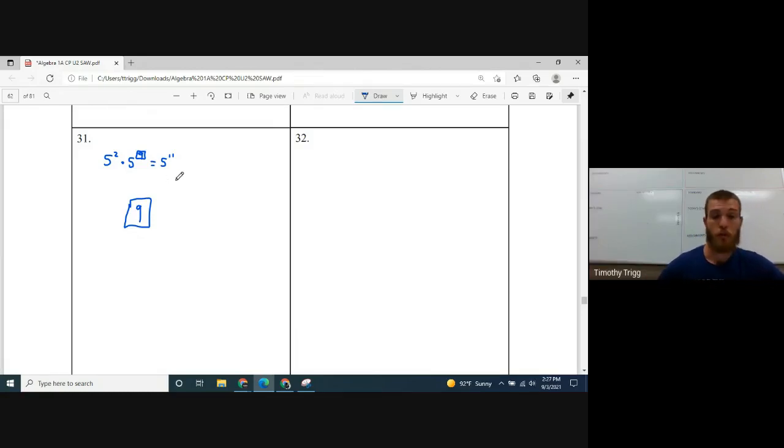Okay, 32. Here we have m, and then the blank is here. M to the power of something times m to the power of -4 gives us m to the power of -9. So what power plus this -4 would give us -9? Well, that would be -5, right? -5 plus -4 gives us -9. So -5 is our answer for that blank.